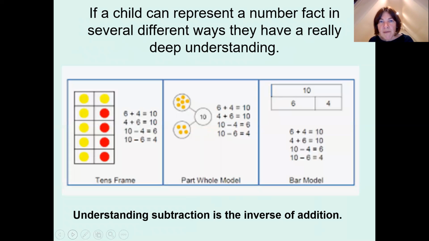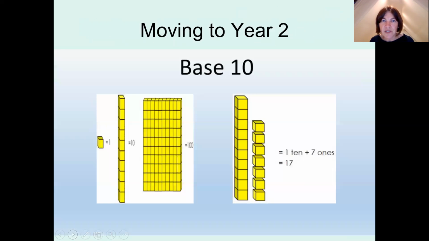So if a child can represent a number fact in several different ways, they really have a deep understanding. So we're encouraging the children to look at the same number facts in many different ways. So we've got our tens frames, our part whole, our bar models, and you can see the family of 2 addition facts and 2 subtraction facts for each. And this is really helping them grasp that understanding that subtraction is the inverse of addition.